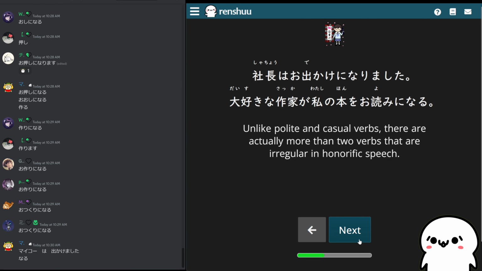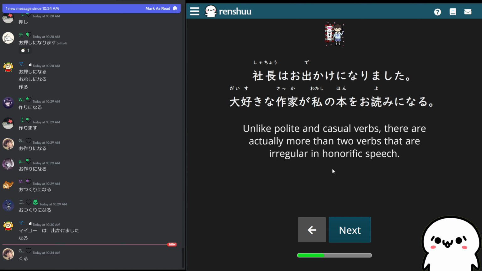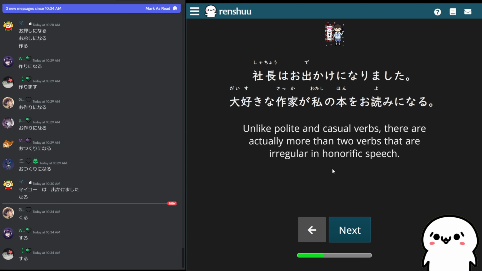Now, up until now, with polite verbs and casual verbs, we've only had two verbs that we would consider irregular. And which two verbs are those, by the way? Can anyone remember? What are our two verbs that every time we conjugated, it was something different? It's like, this verb is special. Kuru is one of them. What's the other one? Suru. Yes.